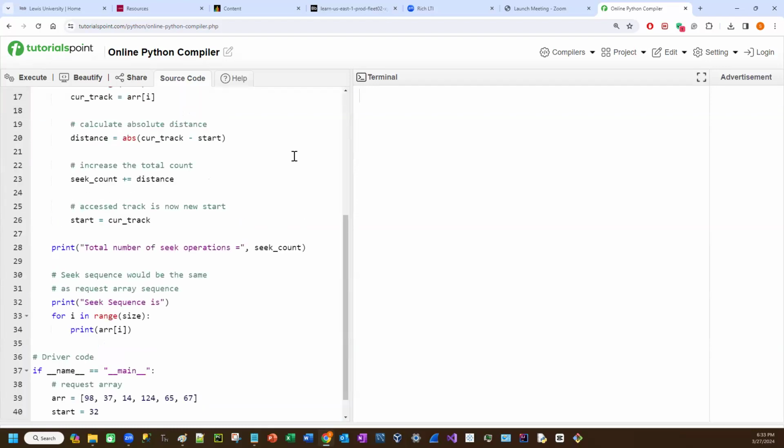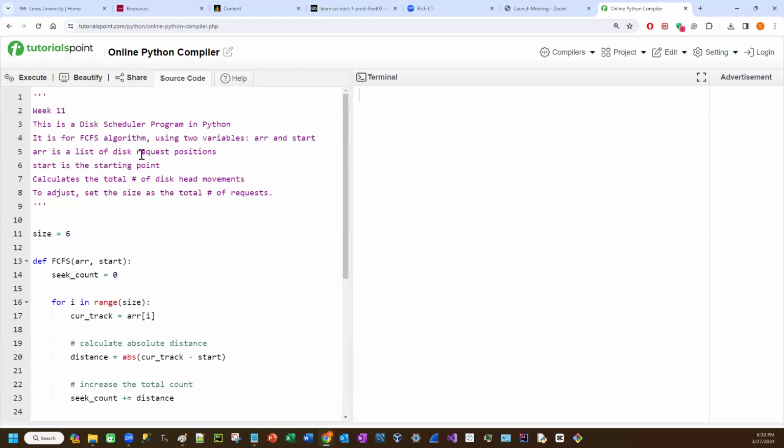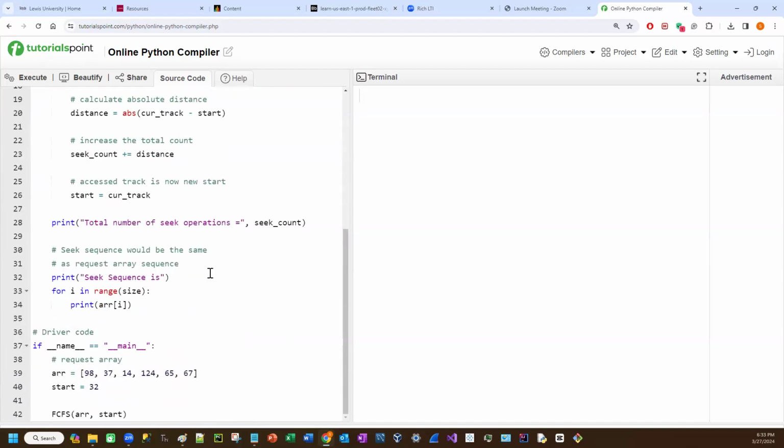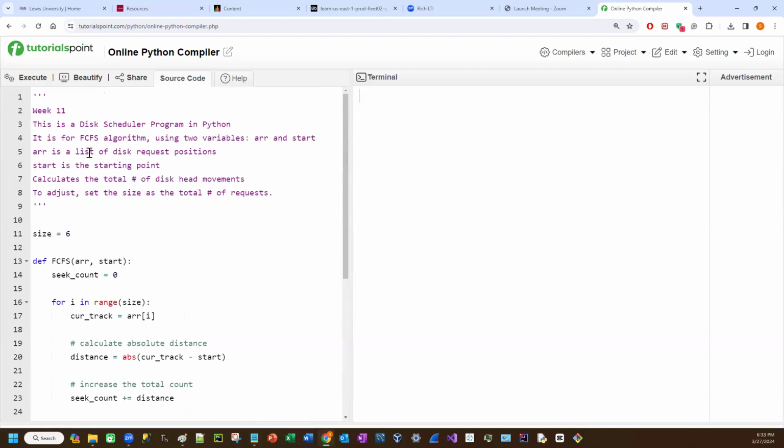Bam, here you go. But before you run it, make sure you look at it. And here it says this is a disk scheduler program in Python. This is only for the first come, first serve algorithm. And I have fixed the size of the queue to be 6 by using this array here, 198, 37. It's the same number that we used for question number 4. And then the starting head point is at 32. So I'm just mimicking it, right? So if you run this program, you should get the same answer. Okay, so I'm just going to click execute.